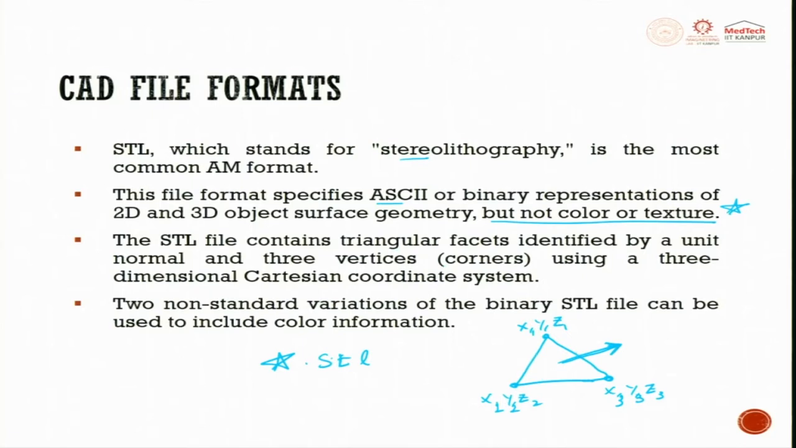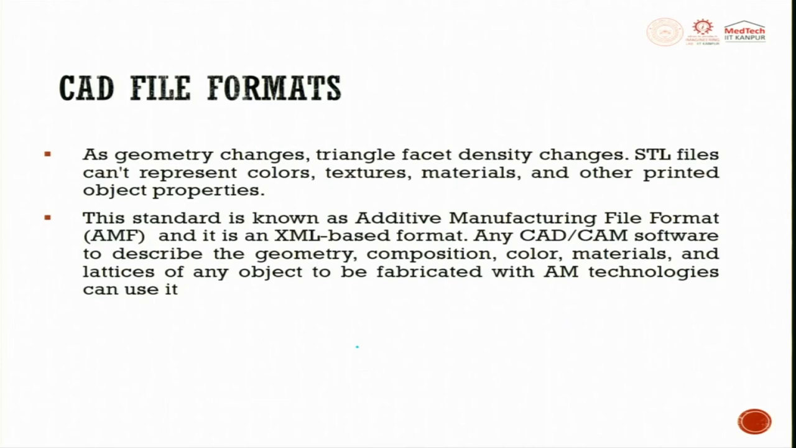So, a triangle facet identified by a unit normal, with three vertices, using a three-dimensional Cartesian coordinate system. Two non-standard variations of the binary STL file can be used to include color information.